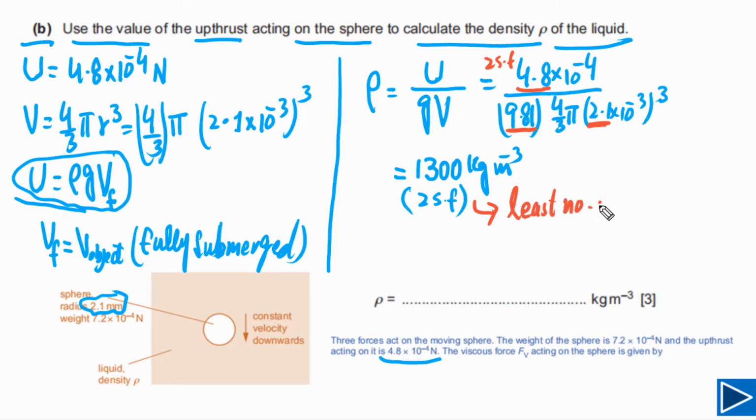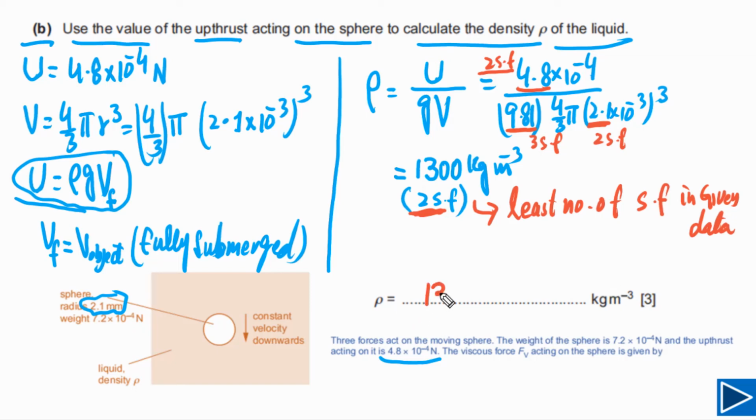Least number of SF in raw data. Least number of SF, simply I can say, in given data. That's the reason in our final answer we are using 2SF, because in the given data the least number of SF is 2SF. So this is also 2SF and this is 3SF. So our final answer is 2SF, equal to the least number of SF in given data.